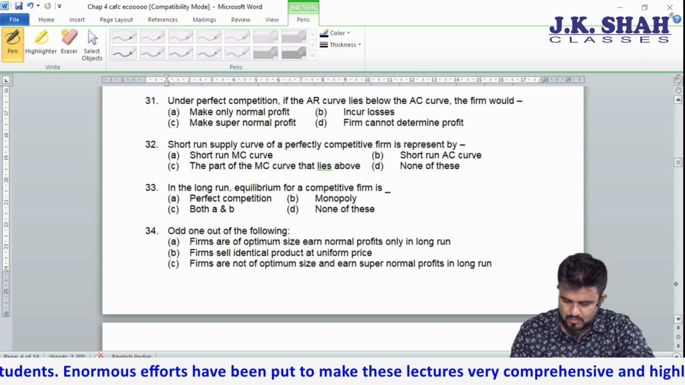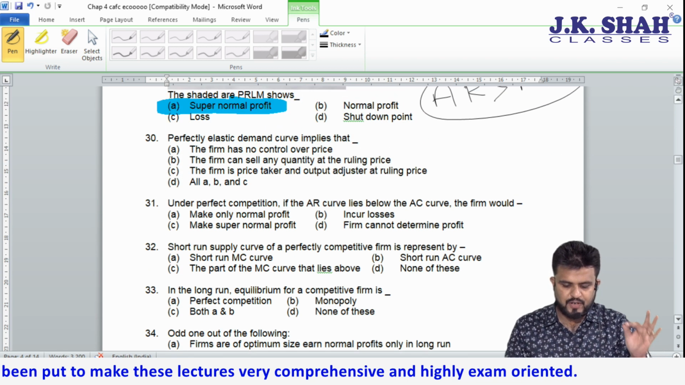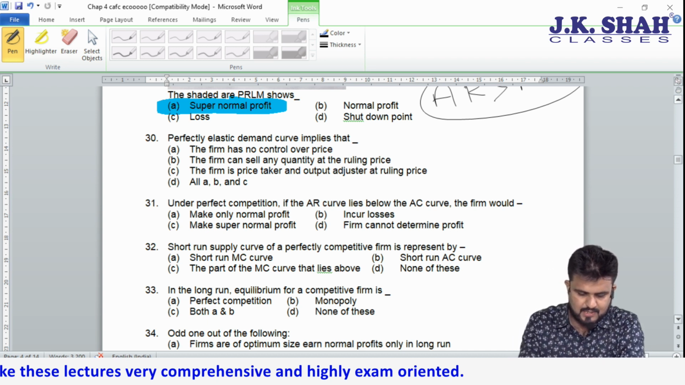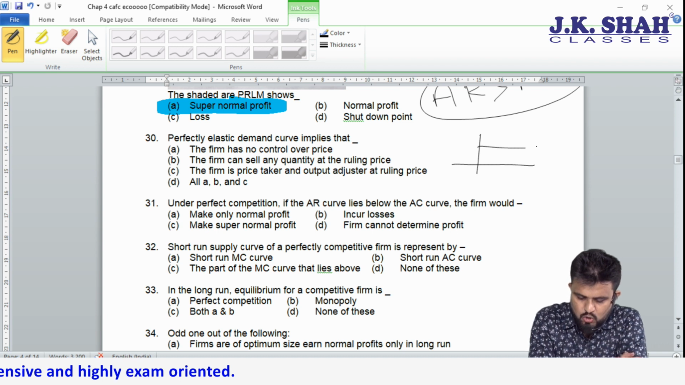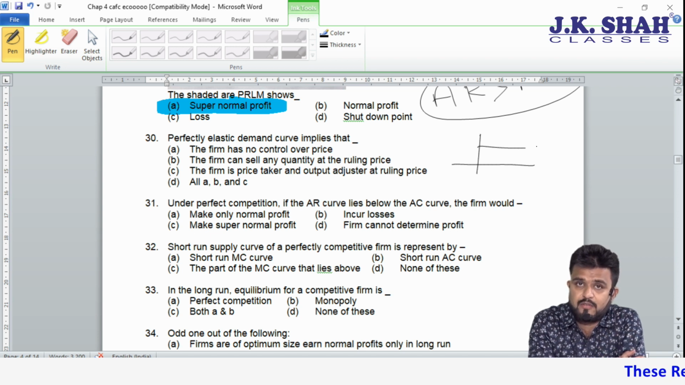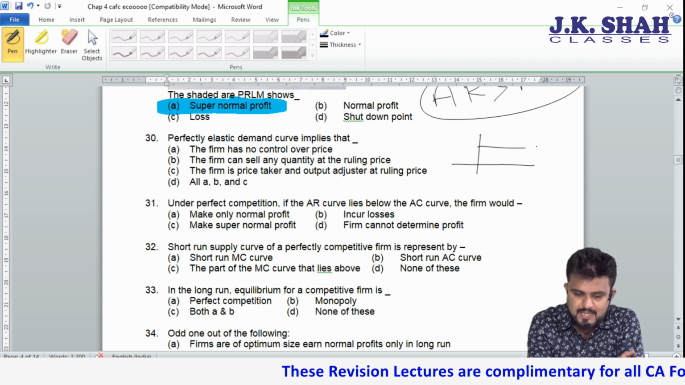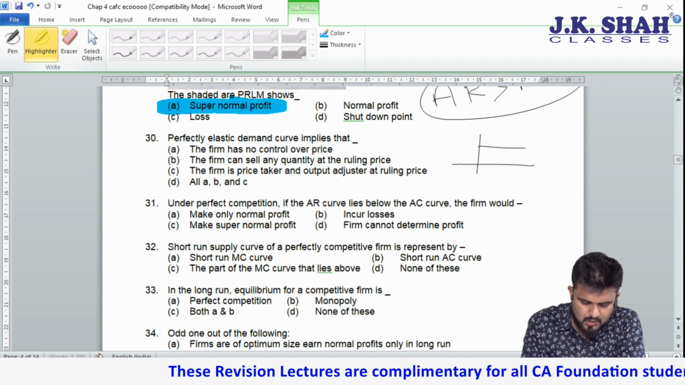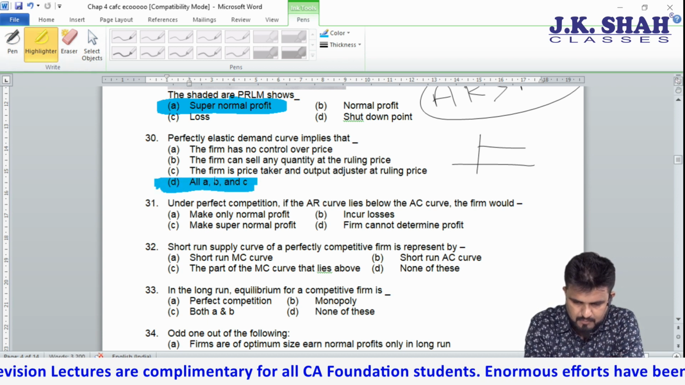Moving to the next now. A perfectly elastic demand curve implies, students, they are talking about this curve again. Firm has no control over price. True. Firm can sell any quantity at the ruling price. True, because a perfectly competitive firm can decide the quantity. Firm is a price taker and output adjuster at the ruling price. That is also true. So the correct answer is D, all of the above.